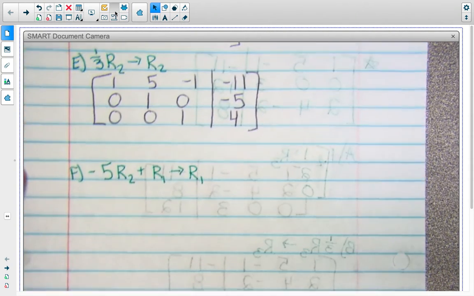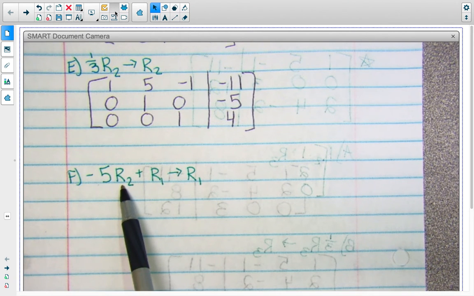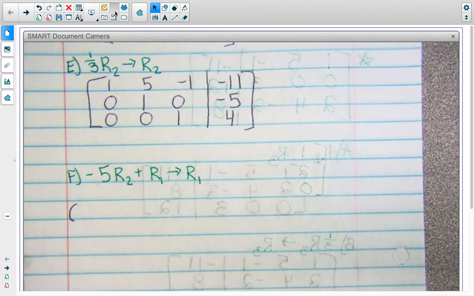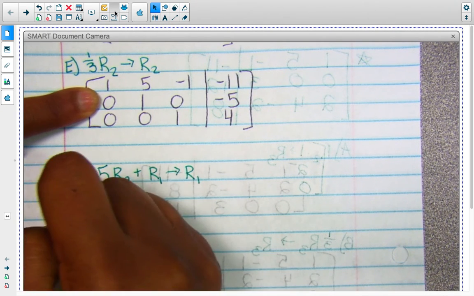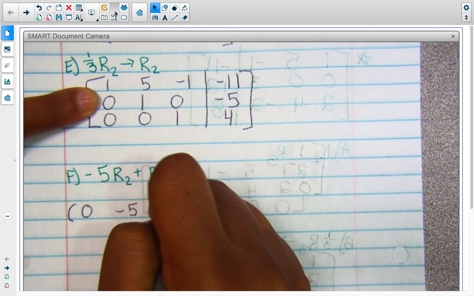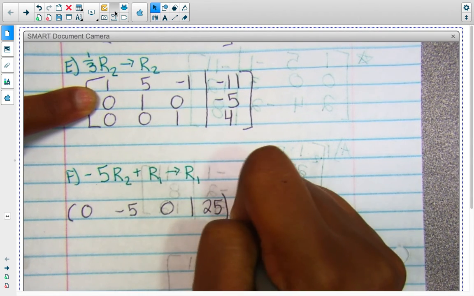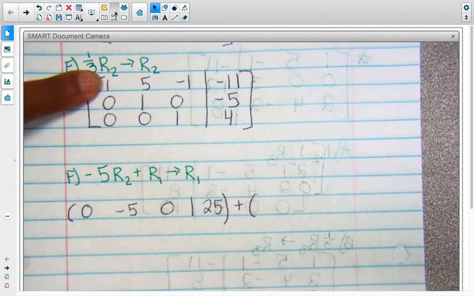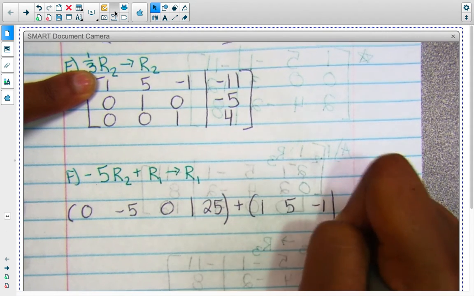And the last one that we'll take a look at. This one says to do -5 times row 2 and then add that to row 1. So I'm going to take everything in row 2 and multiply by negative 5. And we're going to add that to everything in row 1. This is row 1, so I'm going to write it out: 1, 5, negative 1, negative 11.